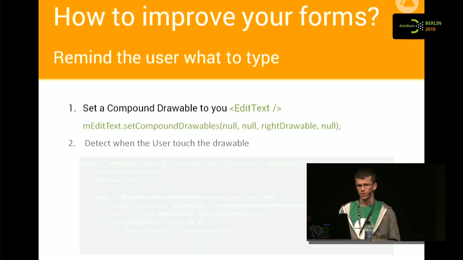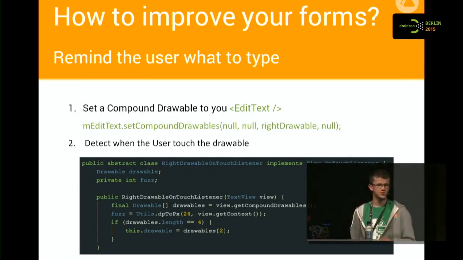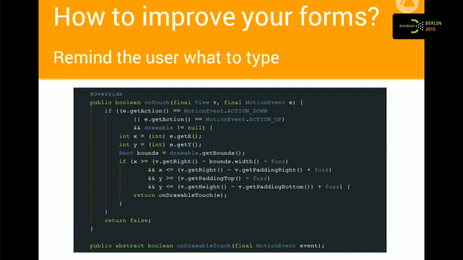You just need to set a compound drawable on the right side of your edit text, and then you subclass the touch listener. You keep a small reference of your drawable that you're going to use in the onTouch method. When the user touches the screen, you try to see the intersection between the touch event and the bounds of your drawable. And if there is this intersection, you can send a callback to the method here called onDrawableTouch.